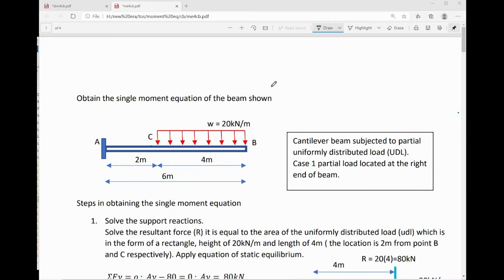Here is how to obtain the single moment equation of the beam we have solved from the double integration method. Just like what we did on our previous example, we will follow some simple steps in order to obtain the single moment equation of the beam.